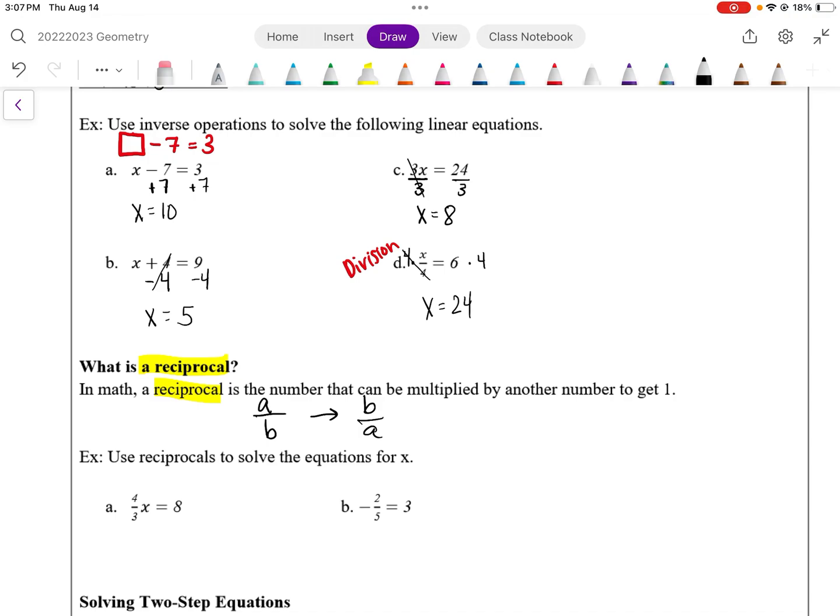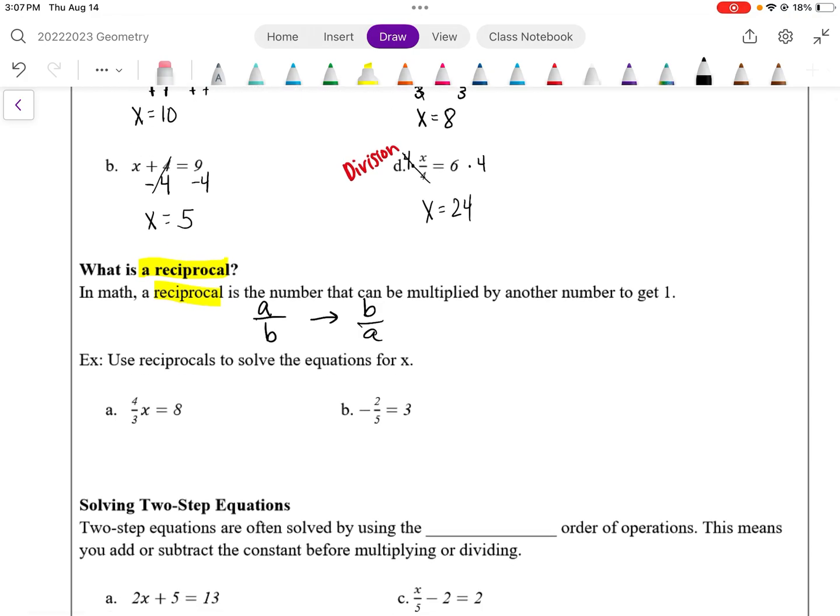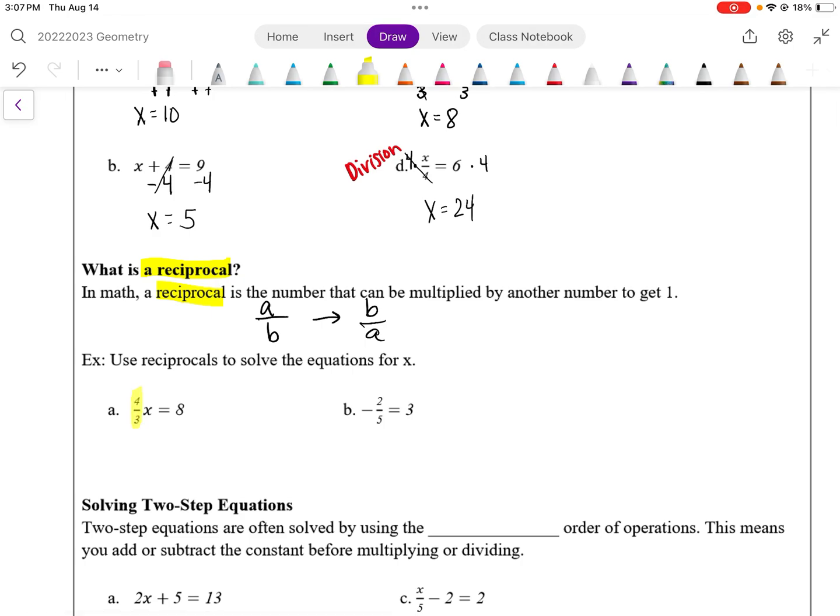Okay, so reciprocals can be used to help you solve equations that contain fractions, okay? So example A, we have 4/3 x equals 8. So in order to do this, to get rid of this 4/3, I just want 1. So if I want to get a fraction to equal 1, I multiply by its reciprocal. So I'm going to take that times 3/4. But whatever you do to one side, you have to do to the other. So times 3/4.